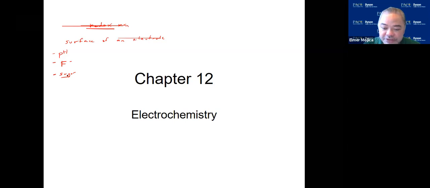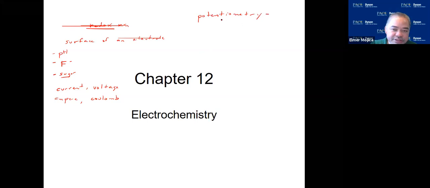If we look at the terms that we have here, you will have current, voltage, ampere, coulomb, and there are associated methods to each. For instance, potentiometry is an analytical method in which an electric potential difference, which is your voltage, of a cell is measured. Potential difference, that's why you have potentiometry.